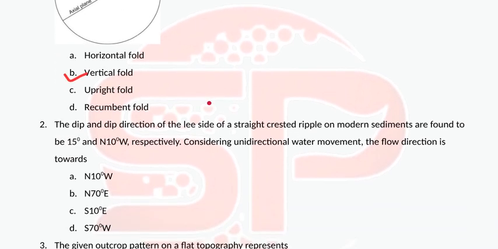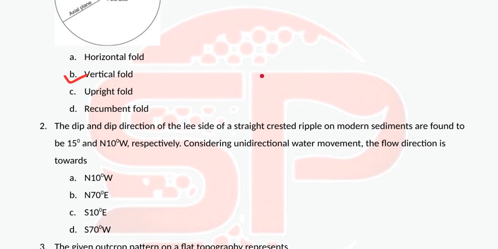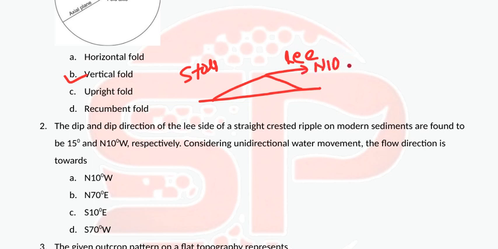The dip direction of the lee side of a straight crested ripple. So we have a straight crested ripple here. So this is the lee side. This is the lee side. This is the stoss side. So the dip direction of the lee side is found to be 15 degree, and the direction is given as north 10 degree west. Considering unidirectional water movement, what will be the flow direction? So if this is the stoss side and lee side, the flow direction will be this direction. So the lee dipping direction will be the flow direction. That's why the answer will be north 10 degree west.